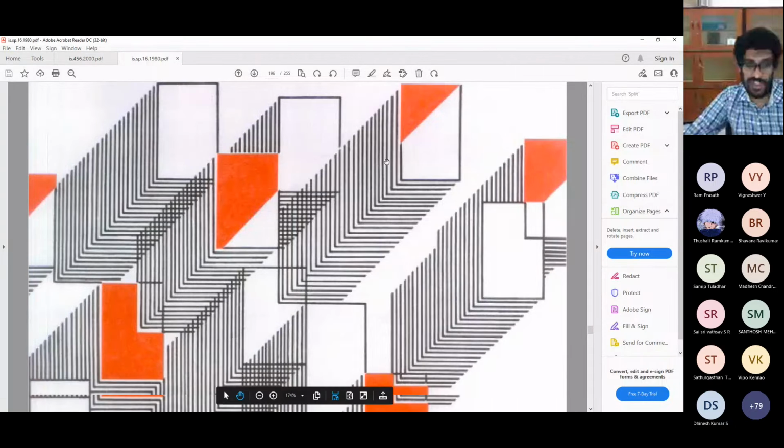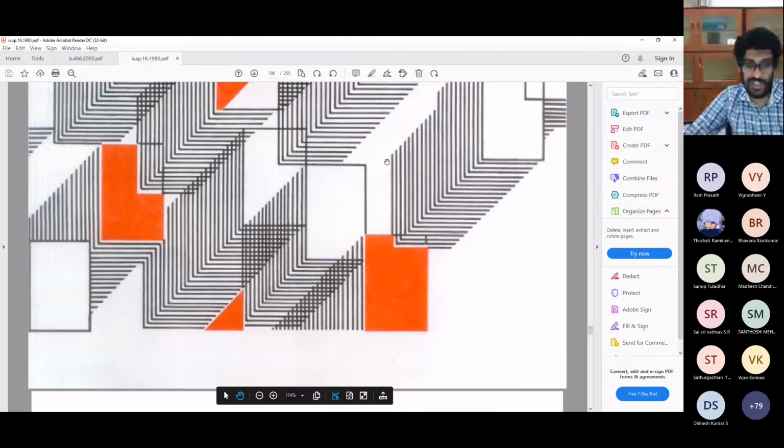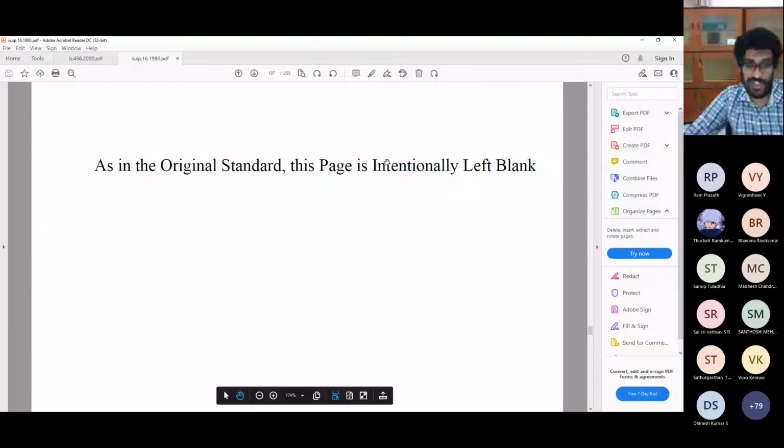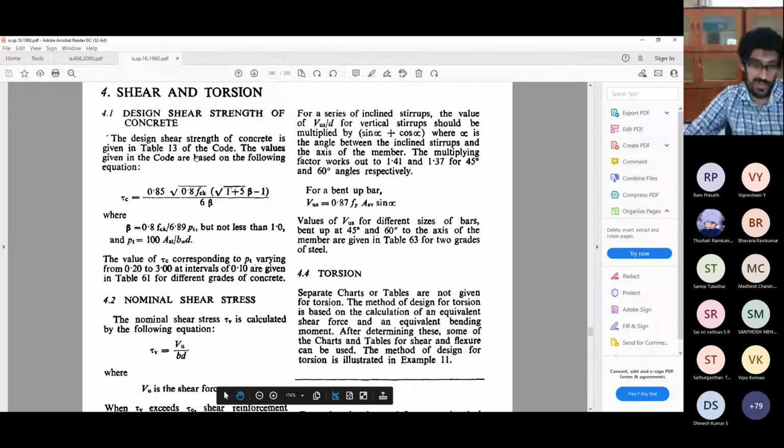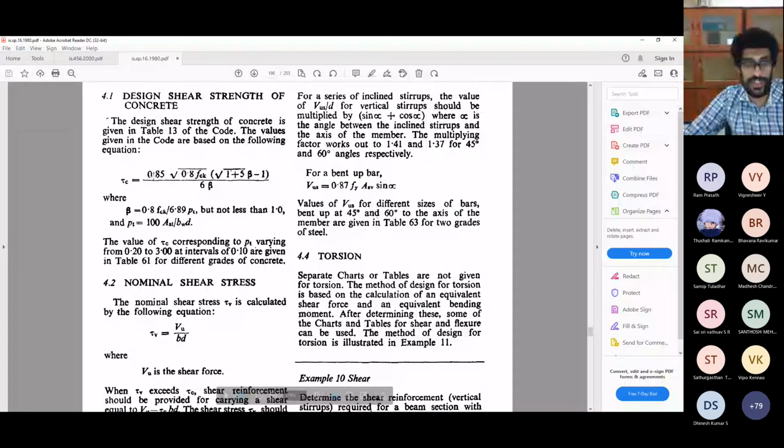Shear reinforcement spacing. They have given some example problems. You can go through this also. This is a shear problem. This is a torsion problem. We can go through this later after I finish torsion. But the main thing is, the same Table 19 is reproduced here also on this page.